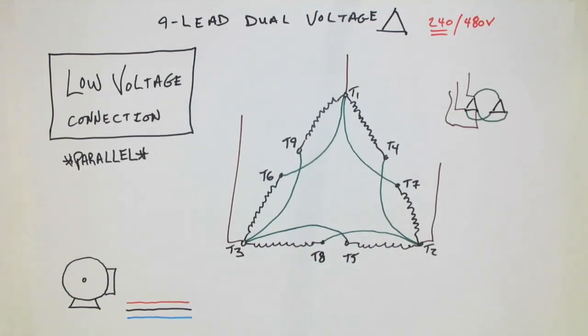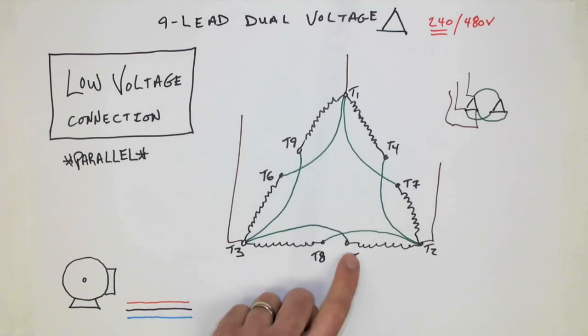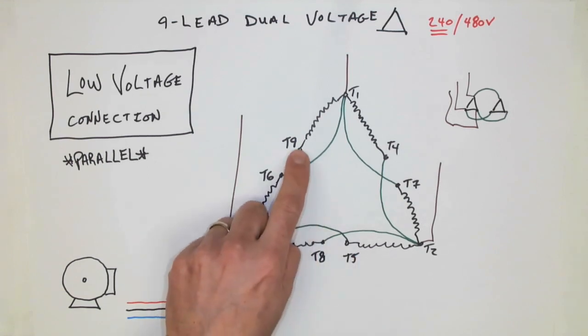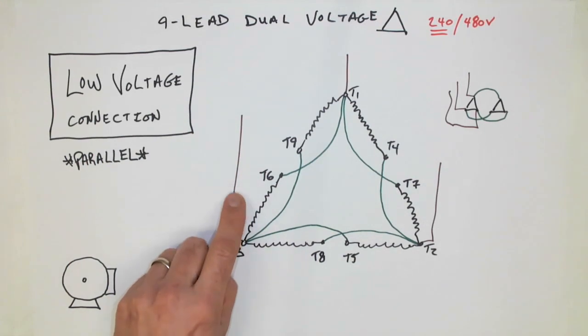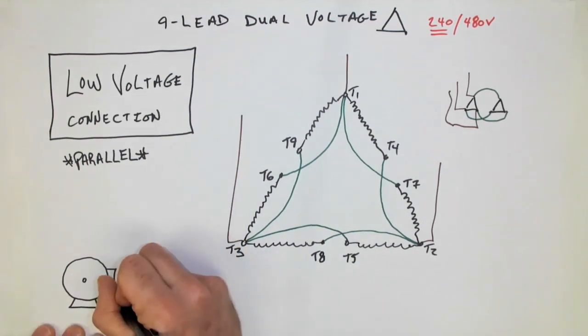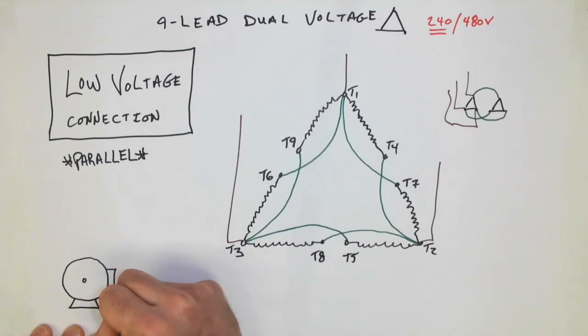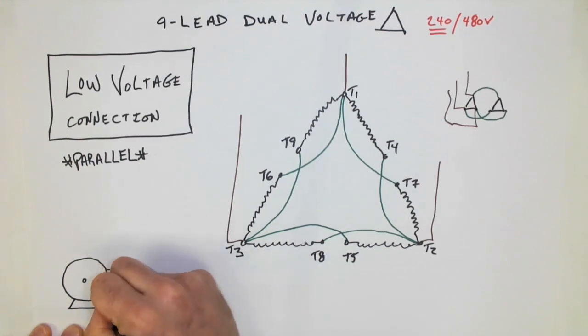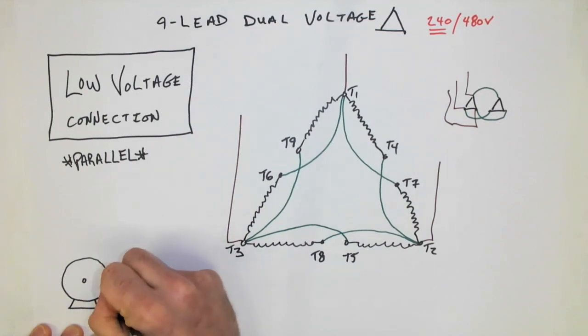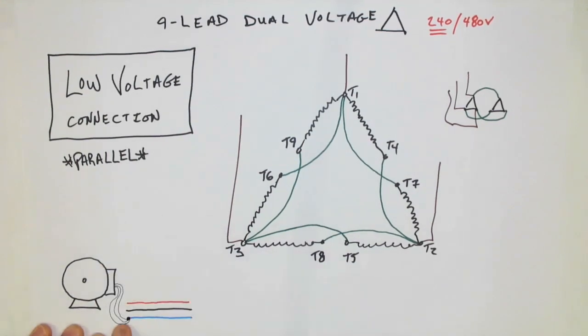Now, which wires would then be connected down here at our motor? Well, T3, T5, T9, so that's 3 motor leads plus the line conductor. So we would have 1, 2, 3 motor lead conductors connecting to one of our line conductors.